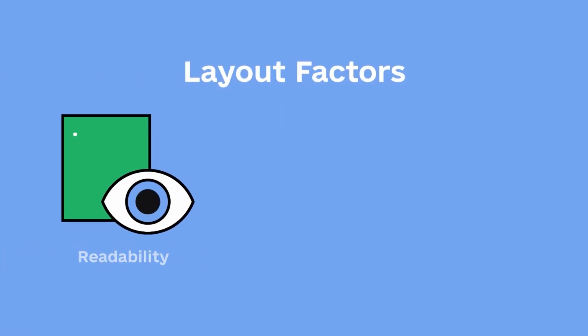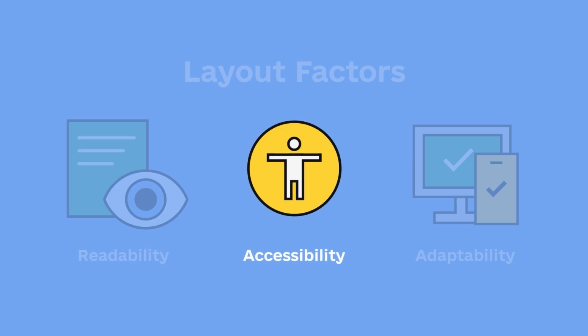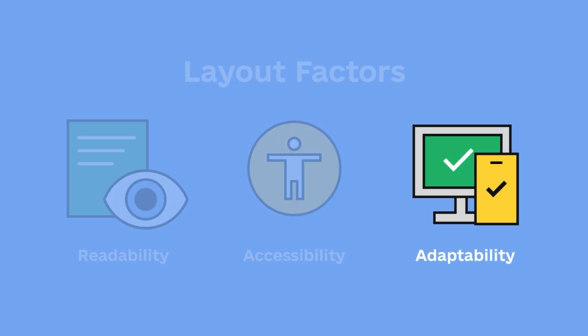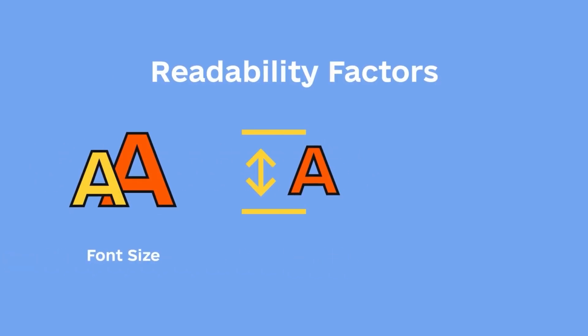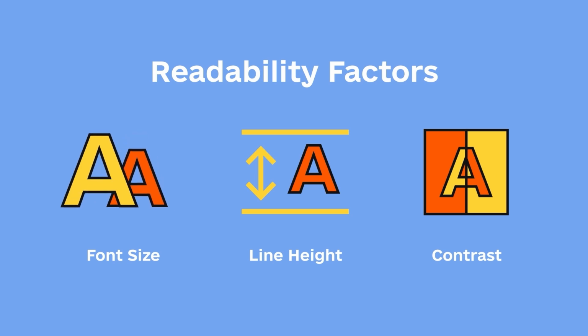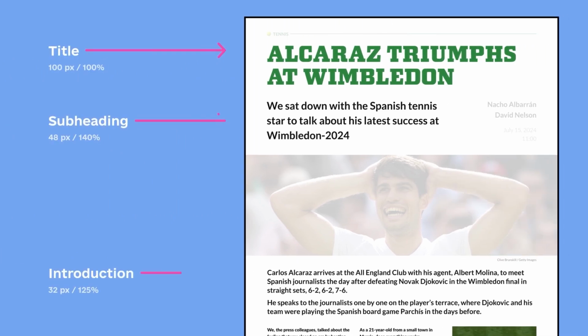Let's consider a few more factors when laying out plain text. These factors include readability, accessibility, adaptability. Readability means that the text is easy to read and understand. Several factors affect the readability of text, including font size, line height, font and background contrast. In our sports interview layout, the title, subheading, and introduction have a larger font than the main text. This helps the reader quickly understand what the article is about.